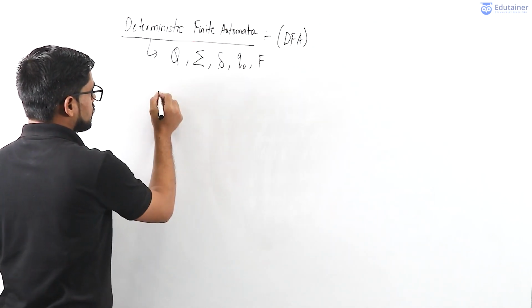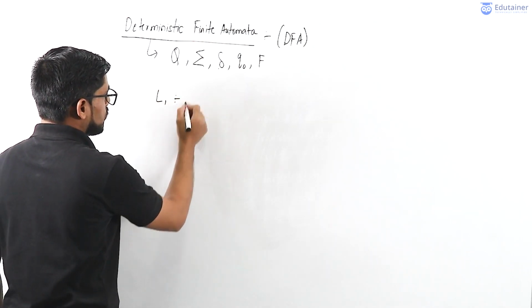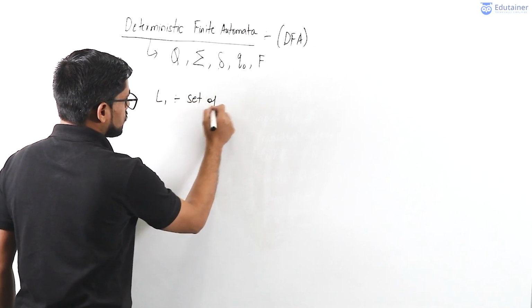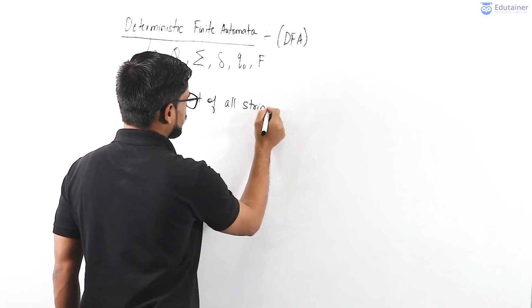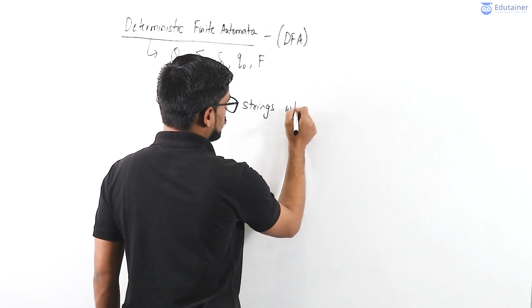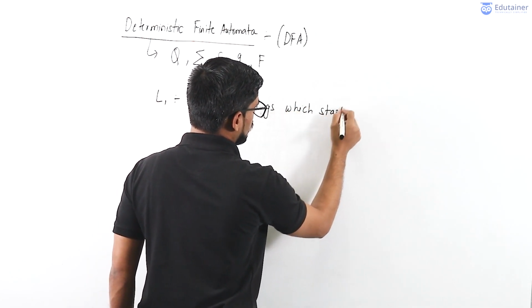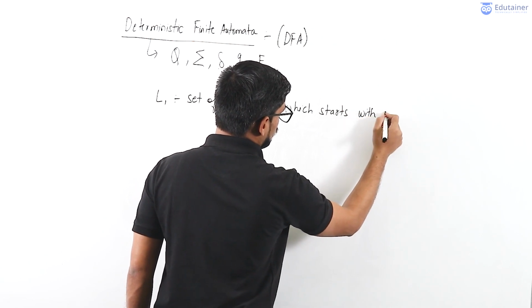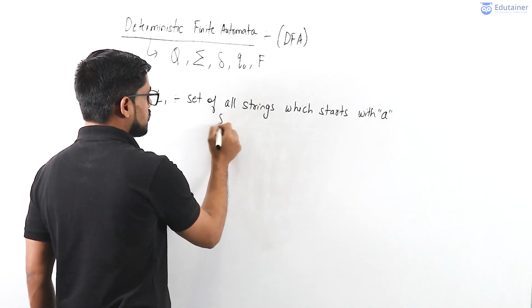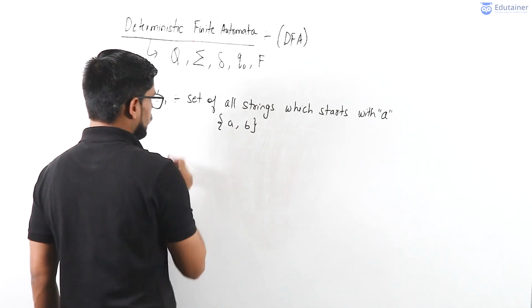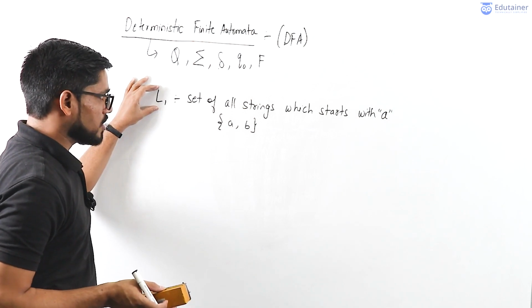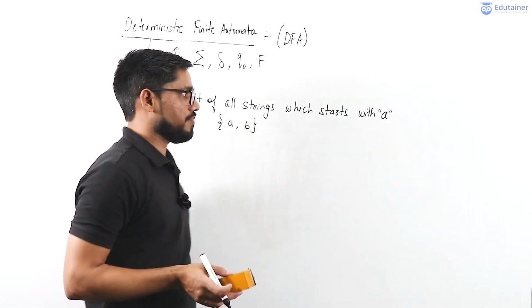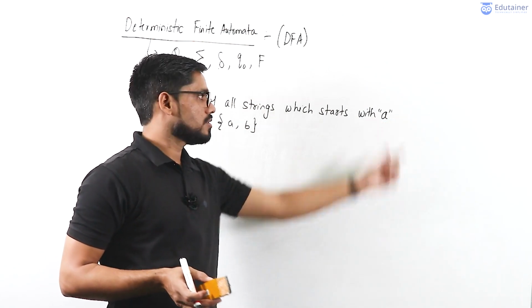So let's take a language L1, the set of all strings which start with small a, and the alphabet it contains is either A or B. So these two alphabets are used in this language L1, and the language is the set of all strings which start with A. Here A is the input alphabet.